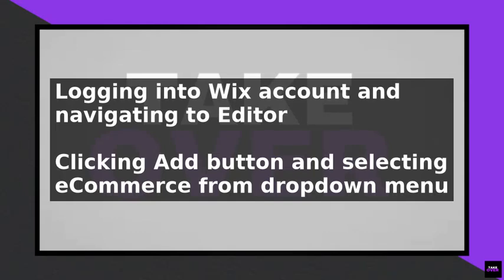To add an Add to Cart button to your Wix store, start by logging into your Wix account and navigating to the editor. In the editor, click on the Add button on the top bar and select More from the drop-down menu. From the More menu, choose E-commerce and then click on Add to Cart. This will open the Add to Cart settings where you can customize the appearance and behavior of the button.